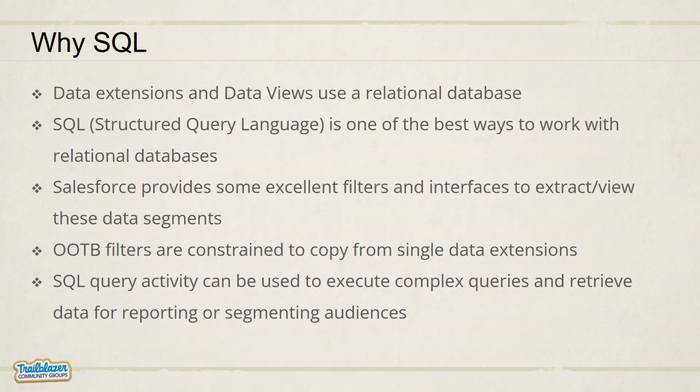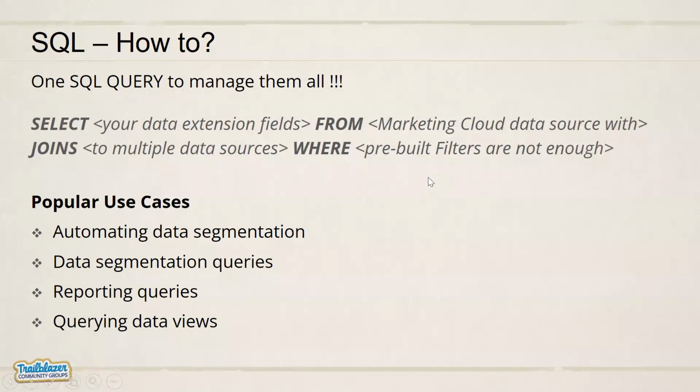Now, how? If I come to how, I would go with that famous saying, one ring to rule them all. In Marketing Cloud context, it is one SQL query to manage them all. It is as simple as select from your data extension fields, from your Marketing Cloud data sources, and join it with multiple data sources, as many as you want. If it is single one, then I believe you can work with direct custom or out-of-the-box filters.